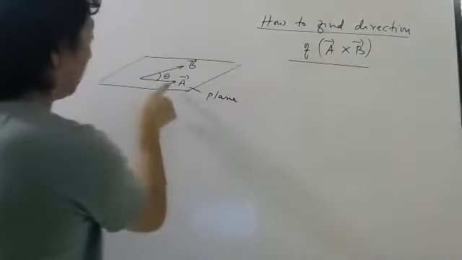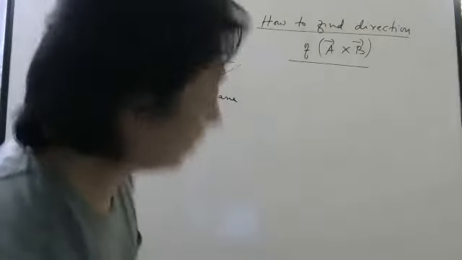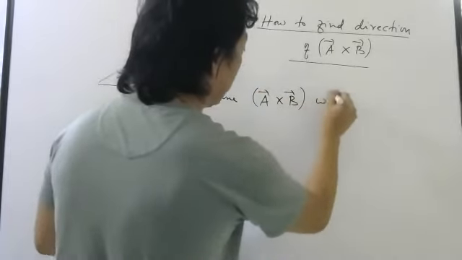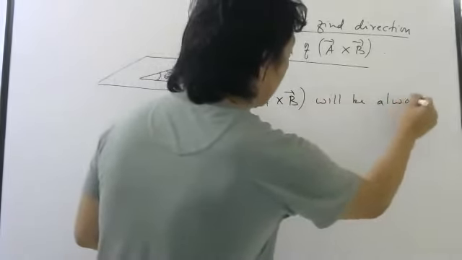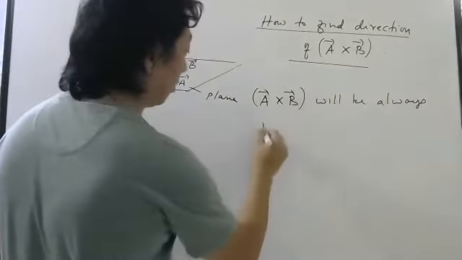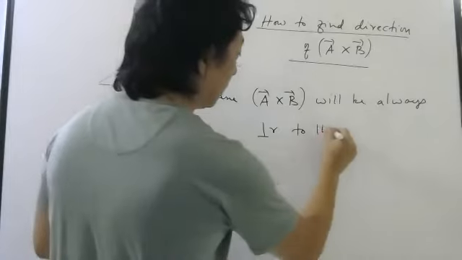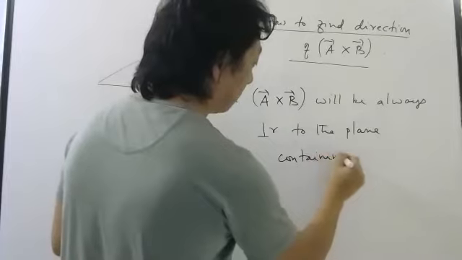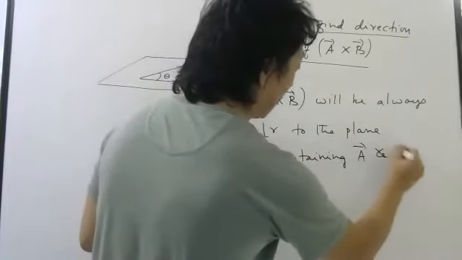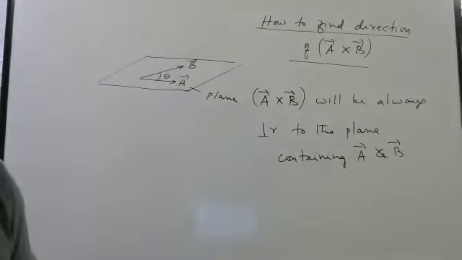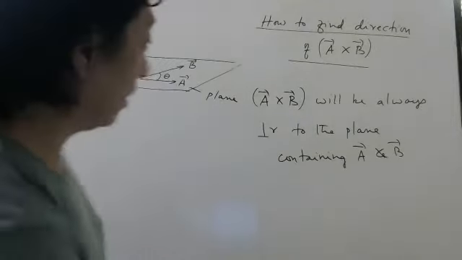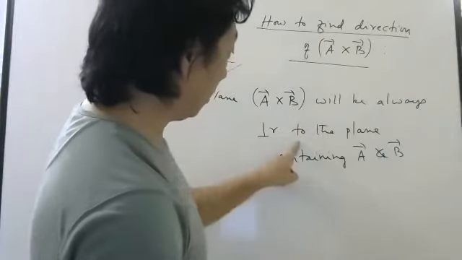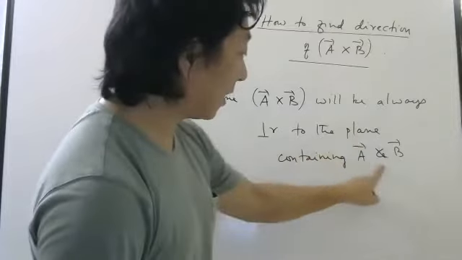The cross product of these two vectors, A bar cross B bar, will always be perpendicular to the plane containing A bar and B bar. Please write this down. Listen carefully because I will be giving you some questions to try. So A bar cross B bar will always be perpendicular to the plane containing A bar and B bar.